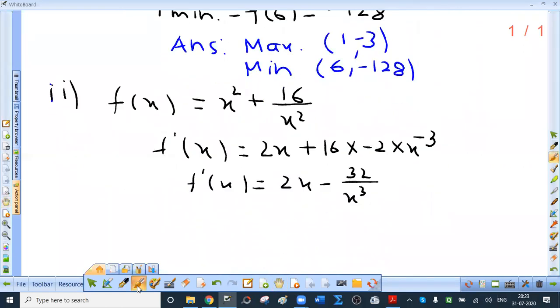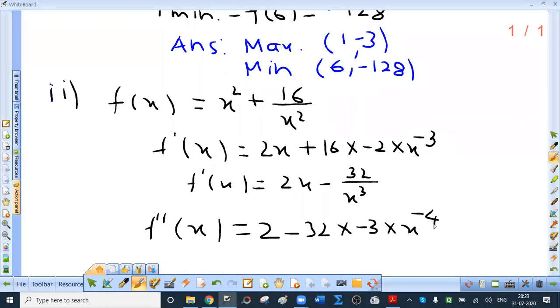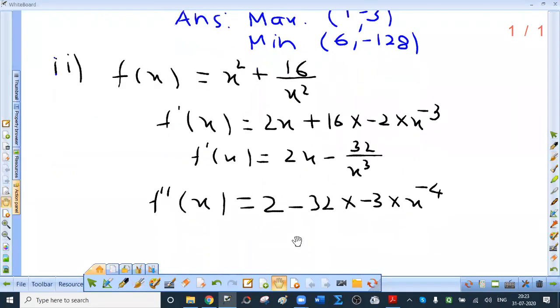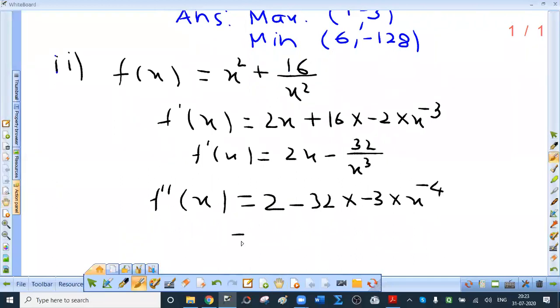What will be f double dash of x? F double dash of x, derivative of 2x is 2, minus 32 is constant. I will write this directly. What is derivative of 1 upon x cube? Basically it is x raised to minus 3. Its derivative is minus 3 into x raised to minus 4. So second derivative is nothing but 2 plus 96 upon x raised to 4.